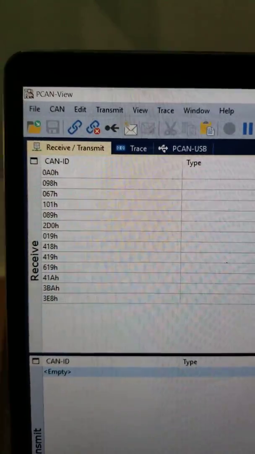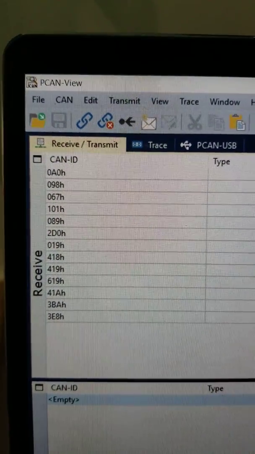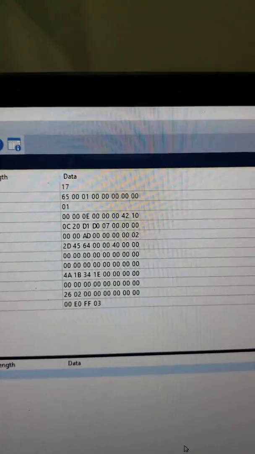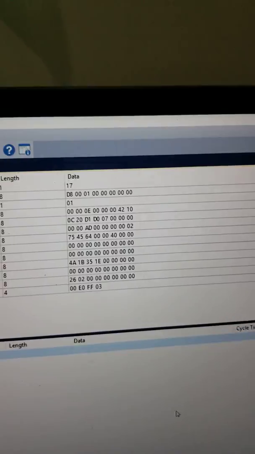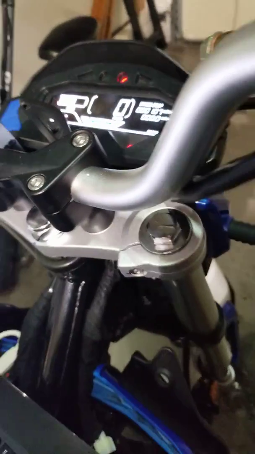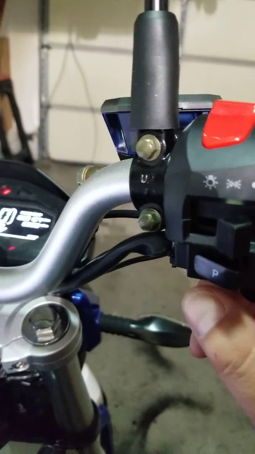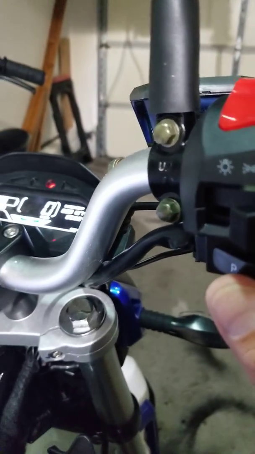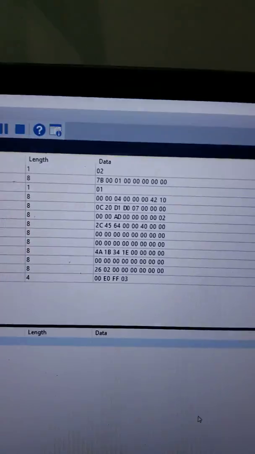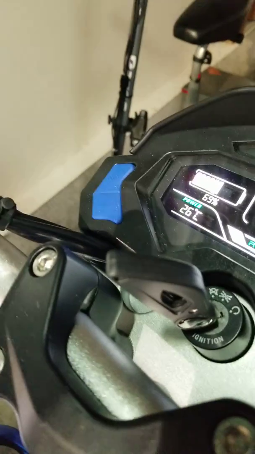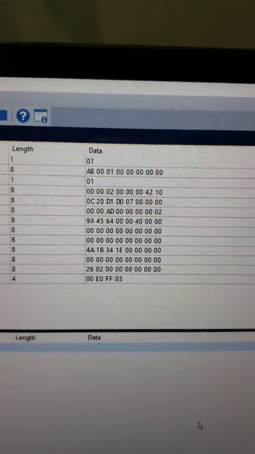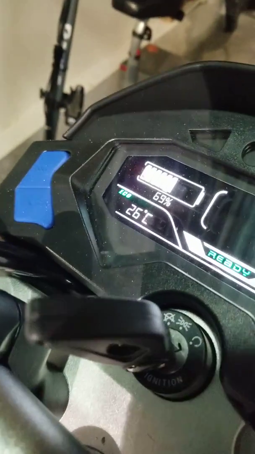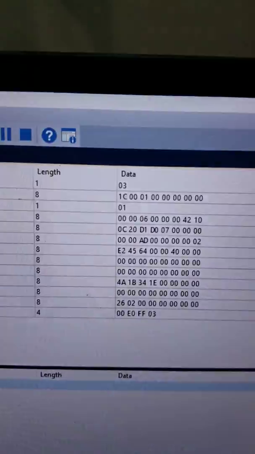The first message that I had to find and decode is 0A0, the most important CAN ID message that we need to decode. You can see right now it's in 17. 17 means the motorcycle is in park. As soon as we push the button to disable park, or basically neutral, since there's no park in this motorcycle, it's more like neutral, that transitions to number two. Number two means you are in power mode. Eco mode is number one. Power, eco, and finally the reverse, which is number three.